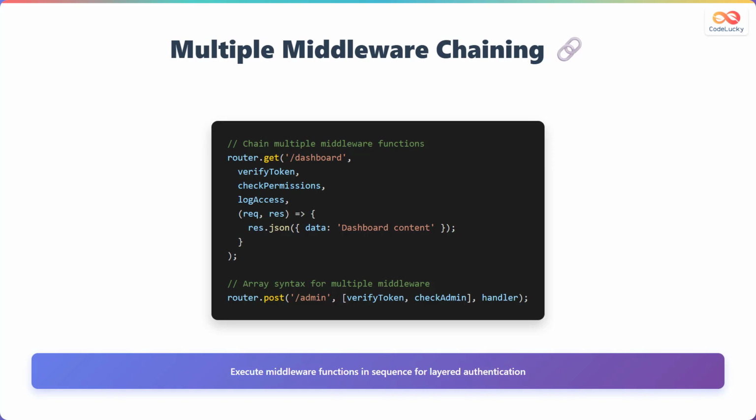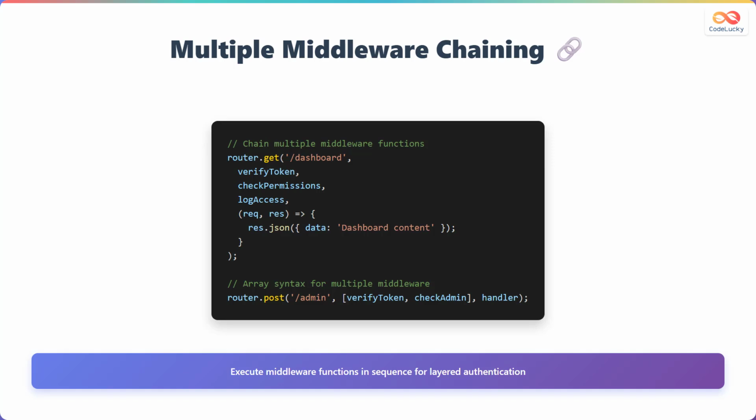You can chain multiple middleware functions together to create a layered authentication system. In the first example, for the /dashboard route, we chain verifyToken, checkPermissions, and logAccess middleware functions. These functions will execute in the order they are defined, providing multiple layers of authentication and logging.